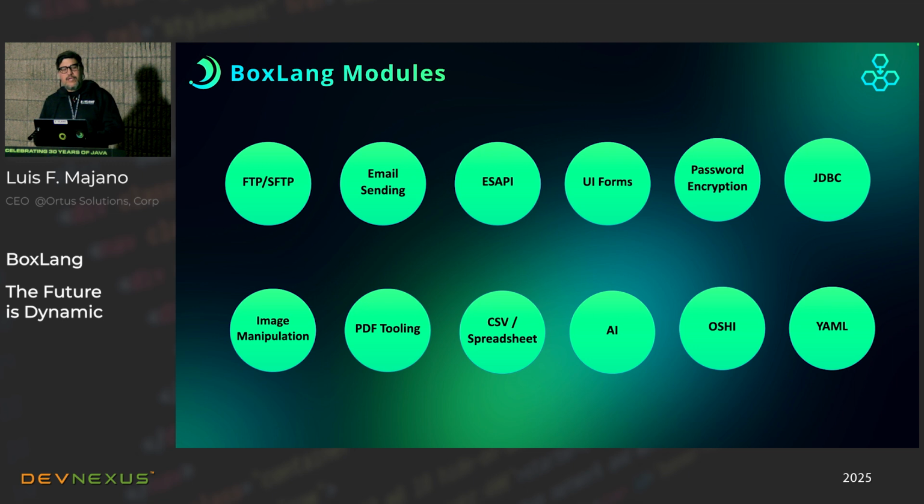From FTP tooling and SFTP tooling, email sending capabilities, ESAPI, UI forms, password encryptions, JDBC drivers, image manipulation, PDF tooling, spreadsheet and CSV manipulation, low level like Py4J and OSHI for operating system and hardware information. And yesterday we published our AI module, so now you can integrate with any AI provider as well very easily. And of course, we will have also premium modules if you're a subscriber to our premium version as well.